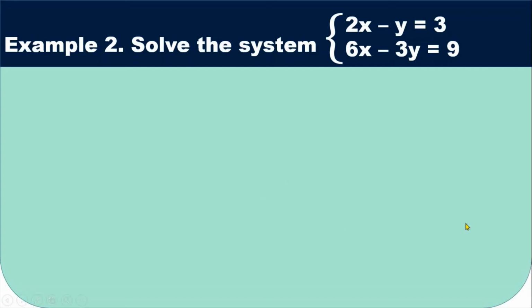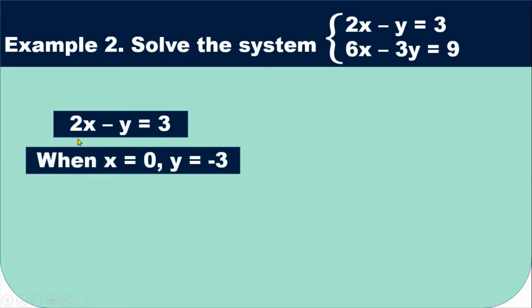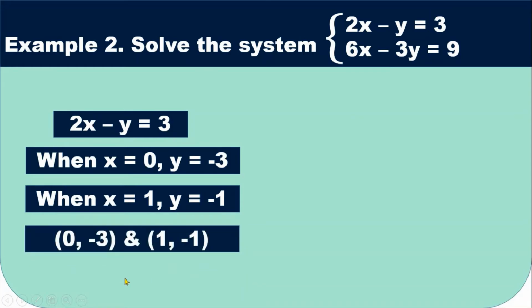Another example. Solve the system 2x minus y is equal to 3, 6x minus 3y is equal to 9. Let's identify two solutions for the first equation. Assigning value for x, when x is 0, y should be negative 3. Another, when x is 1, y should be negative 1, so that 2 times 1, which is 2, minus negative 1 is equivalent to 3. Therefore, the graph of our first equation passes through the points (0, -3) and (1, -1).